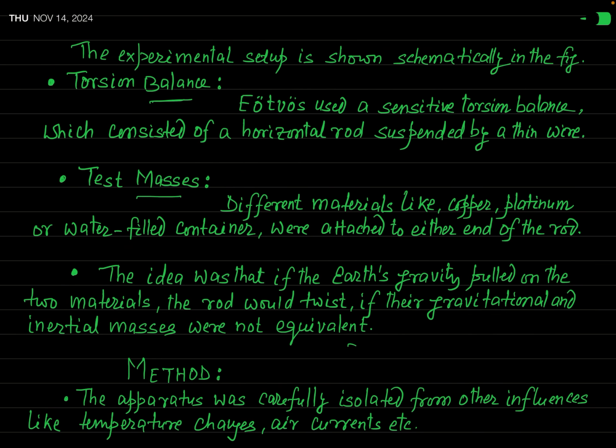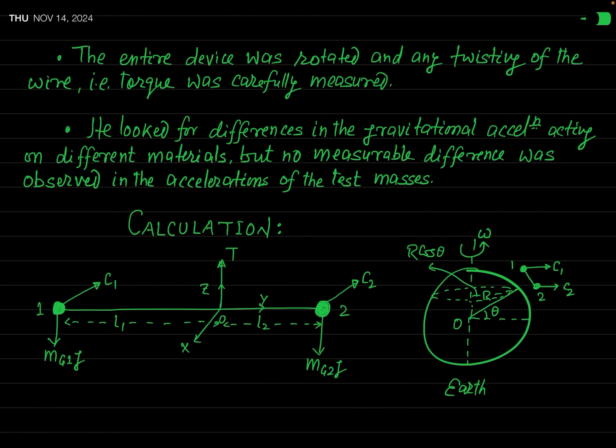So I have mentioned the method here. The apparatus was carefully isolated from other influences like temperature changes, air currents, etc. The entire device was rotated, and any twisting of the wire, that is torque, was carefully measured. He looked for differences in the gravitational acceleration acting on different materials, but no measurable difference was observed in the acceleration of the test masses. So this is the experimental detail.